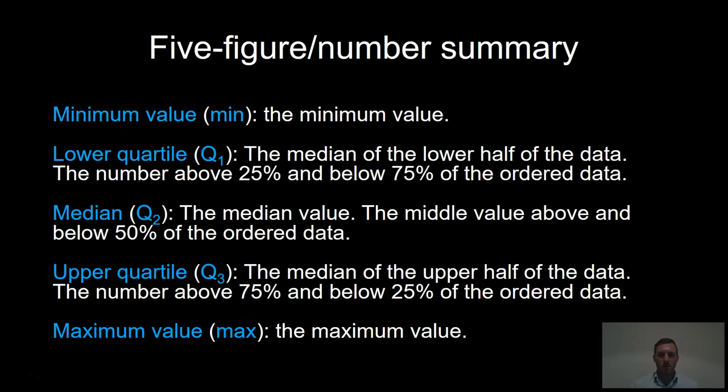The lower quartile is above 25% of the data values and therefore below 75% of the data values. The median is above 50% and below 50% of the data values. The upper quartile is above 75% of the data values and therefore below 25% of the data values.